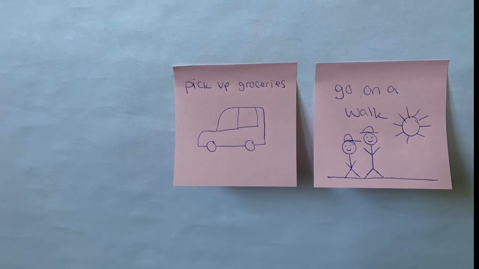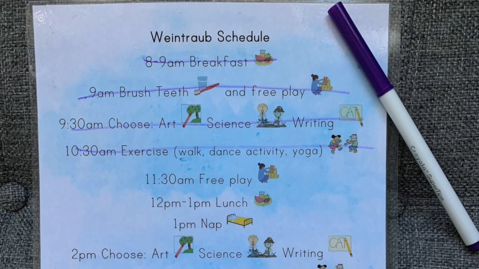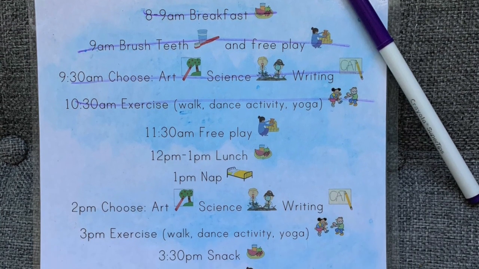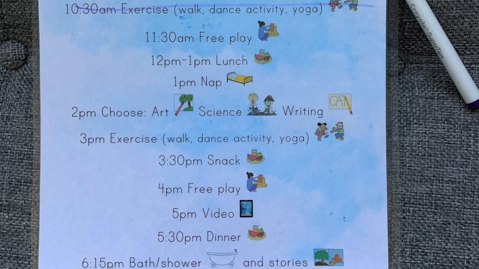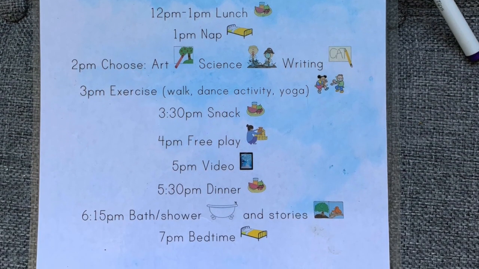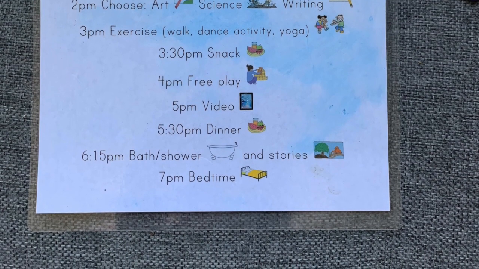The last schedule is typed up with little images. It is laminated, but you can also put a schedule in a plastic sheet protector for the same effect. You can use washable markers to cross things off, make notes, or circle choices, and then simply wipe it down at the end of the day.